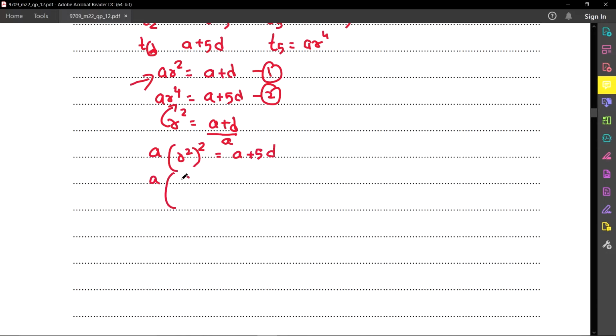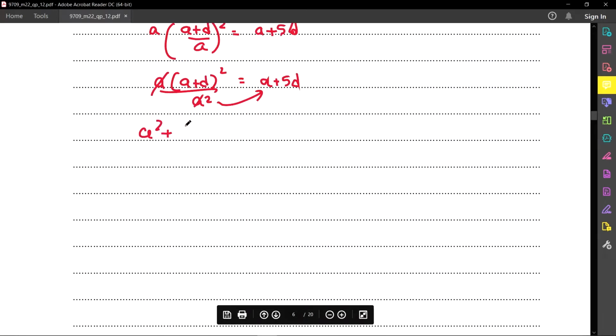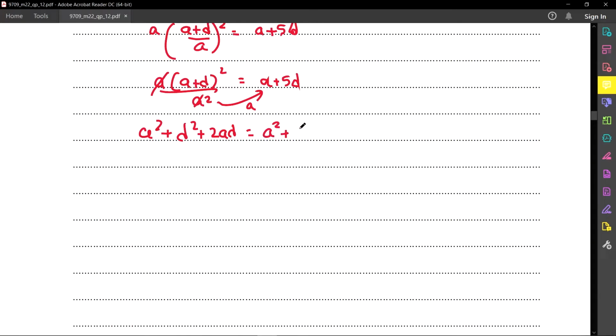A into a plus d by a whole square equal to a plus 5d. So simplify this: a into a plus d whole square by a square equal to a plus 5d. You can cancel 1a here. You can cross multiply 1a to the other side and expand it. You have a square plus d square plus 2ad. You're multiplying a here, a into a square plus 5ad. Cancel the a square and the a square and get the 2ad to the other side.